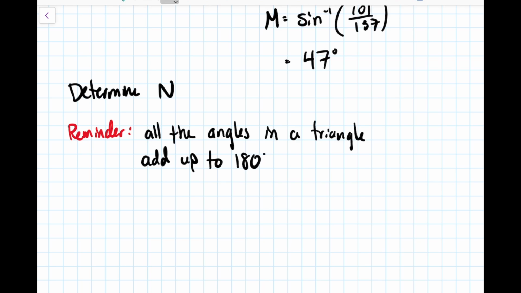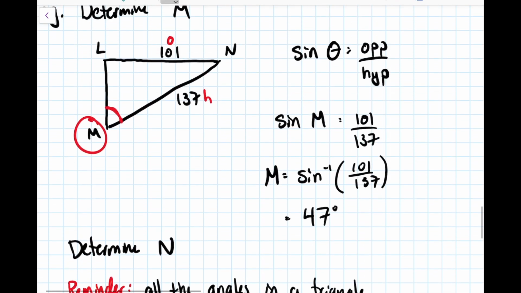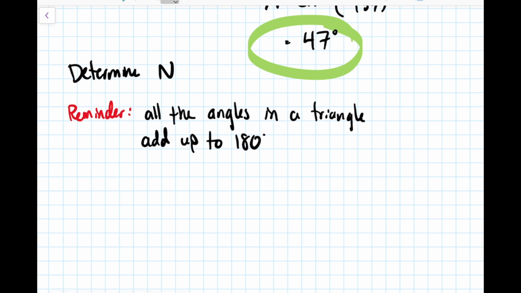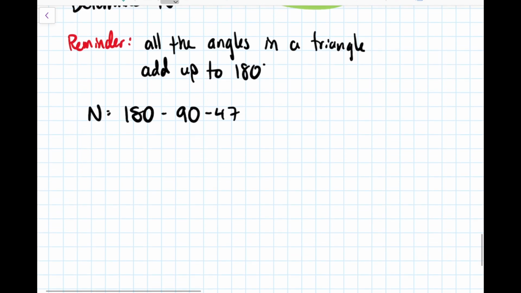If you know two of the angles in a triangle, which we now do, we know our right angle up here, which I forgot to label, so this one is 90 degrees, and we just figured out that M was 47 degrees. To get our third angle, all we do is 180 minus the two angles that we know, so minus 90 minus 47. Some people prefer to add the angles they know together first and then subtract. You absolutely could do 90 plus 47 to get 137 and then subtract, or you can just subtract all at once. When you do, you should get 43 degrees as your third angle.